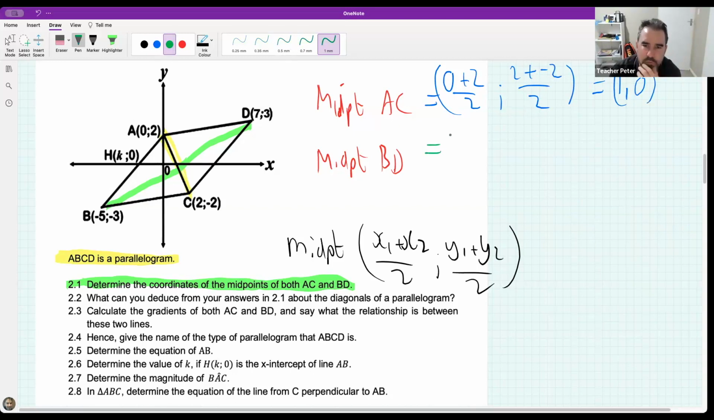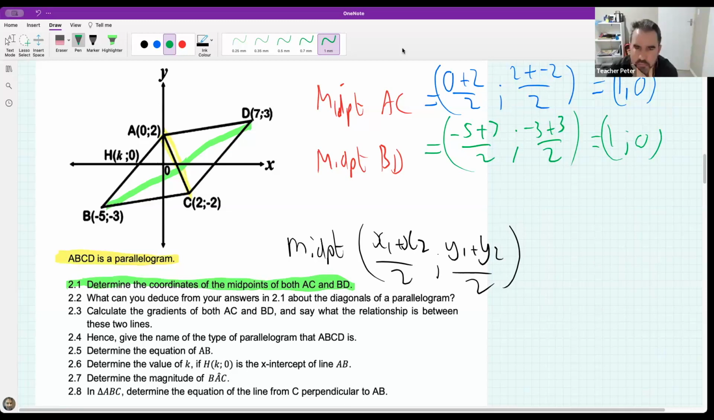And then for BD, what do you get for BD? I get 2 over 2, which is 1, and I get 0. So what does it mean? Give me a thumbs up if you got the same as me. So these are midpoints, eh? Now, what does it mean if two diagonals have common midpoints?